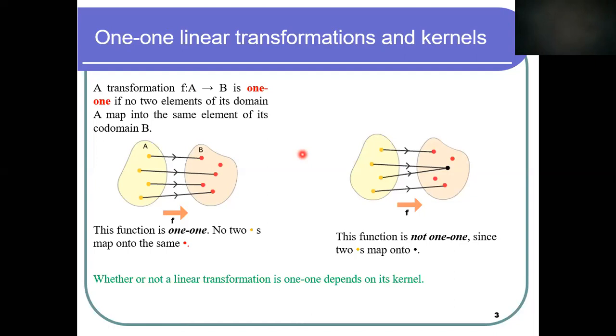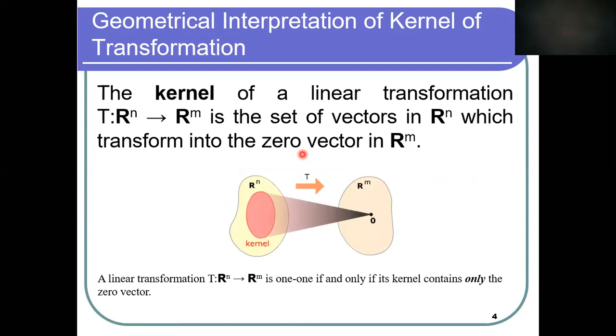Let us define this with the pictorial diagram. As we defined the kernel of transformation in slide number 2, we put just the algebraic definition there, but here we geometrically interpret what the kernel means. So if I say it is a transformation from Rn to Rm, this is an n-dimensional vector space and this is an m-dimensional vector space that maps Rn to Rm.